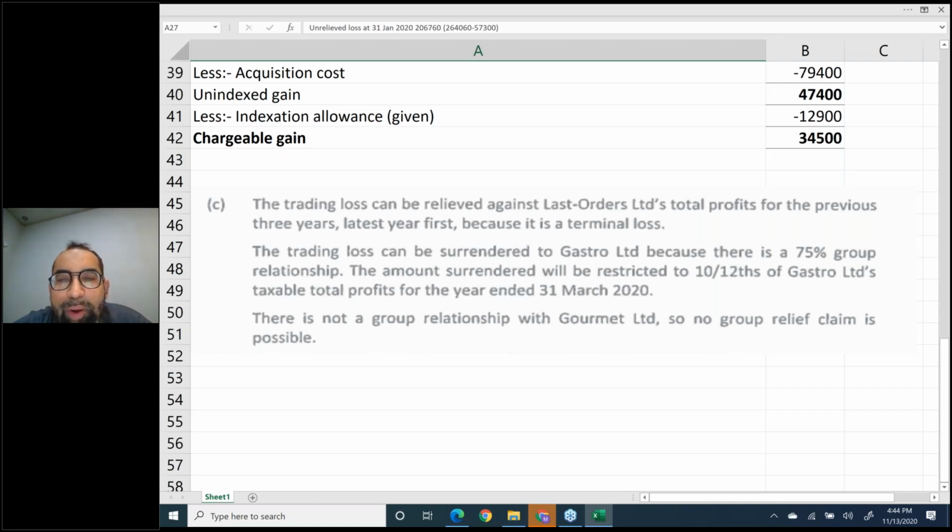Now, one more option. The trading loss can be surrendered to Gastro Limited because there is a 75% group relationship. The amount surrendered will be restricted to 10 upon 12, of Gastro Limited, not ours. We are already on 10 months. The amount surrendered will be restricted to 10 by 12 of Gastro Limited's taxable total profits for the year ended 31st of March 2020. There is no group relationship with Government, because of the 20% holding, no such 75% group relationship. So no group relief claim is possible.